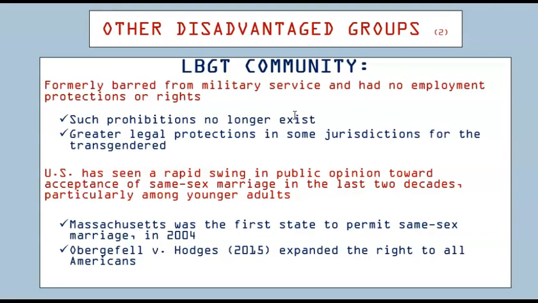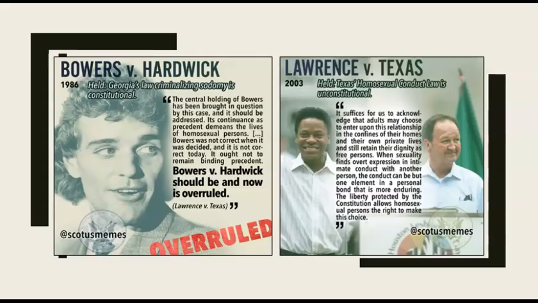Massachusetts was the first state to permit same-sex marriage in 2004. So Massachusetts would welcome others to become married. And so gradually other states started doing it as well. And finally, you had the Supreme Court address the issue in Obergefell versus Hodges in 2015 and expanded that right as a precedent to all Americans. So with that precedent or ruling, all Americans in all states had to allow for same-sex marriage. And that was in 2015.